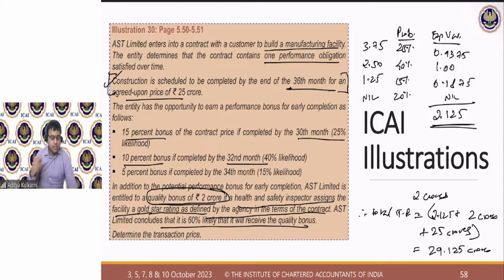Are we clear with this question? Yes. Are we clear? Yes. Everybody, did you understand illustration 30? This is expected value, whereas this one is most likely.